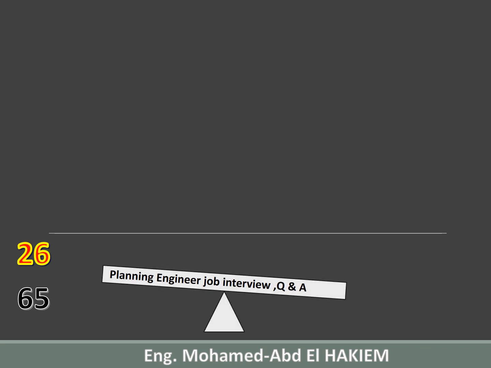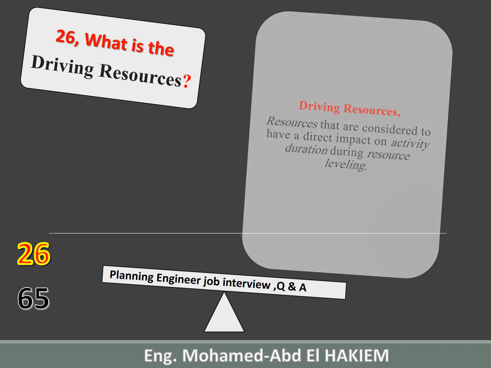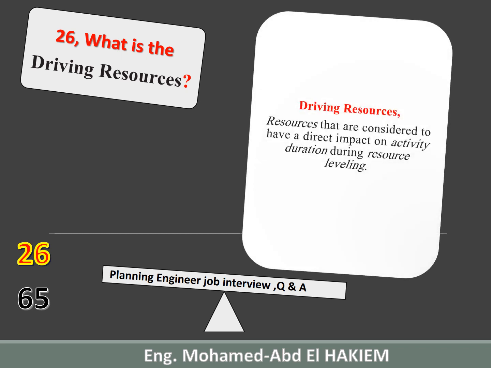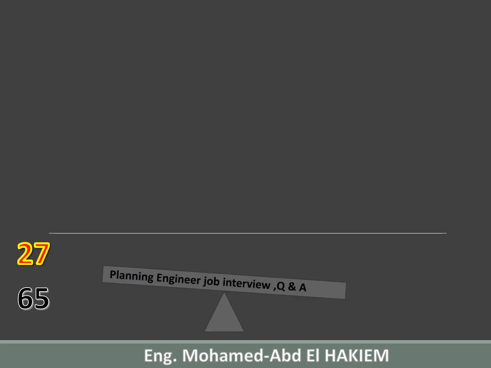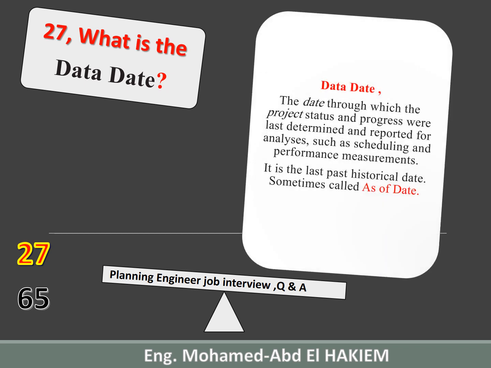26. What is the driving resources? Driving resources are resources that are considered to have a direct impact on activity duration during resource leveling. 27. What is the data date? Data date is the date through which the project status and progress were last determined and reported for analyses, such as scheduling and performance measurements. It is the last past historical date, sometimes called as of date.